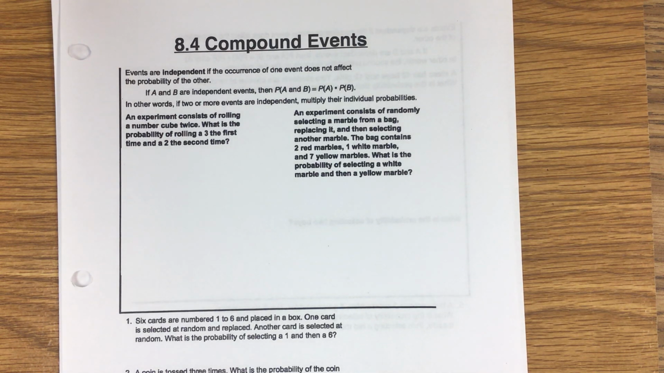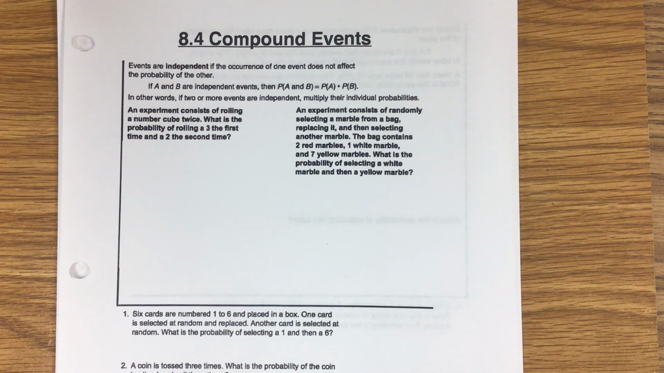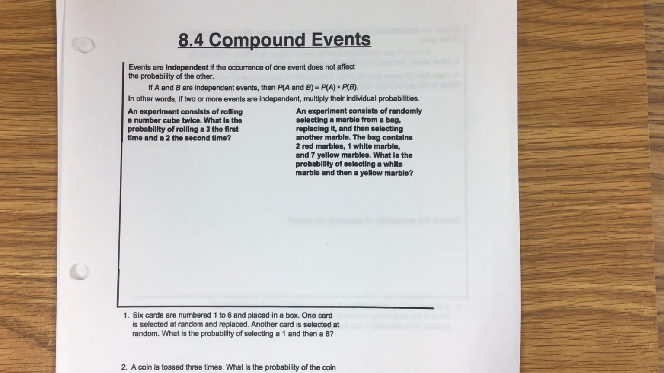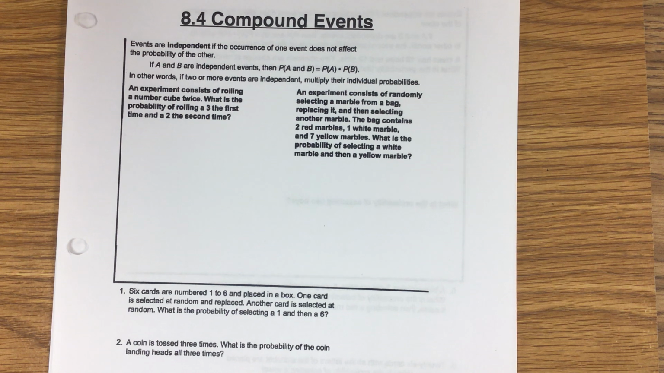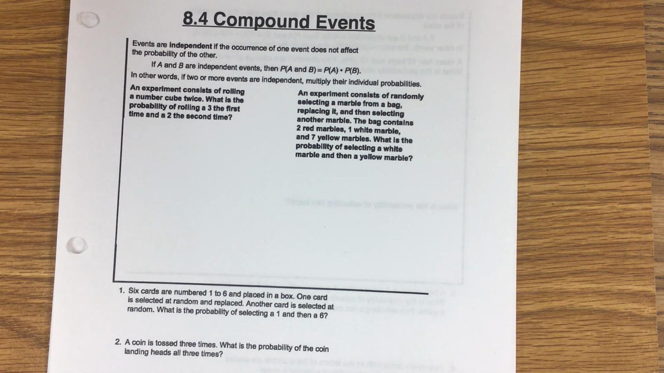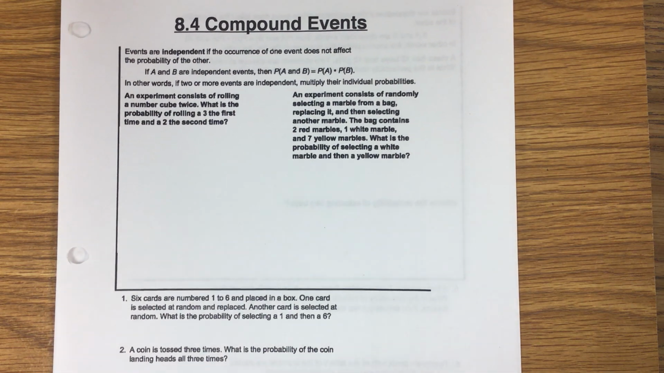Next topic with probability is called compound events. And we're going to talk about compound events being independent and being dependent. Compound events are independent if the occurrence of one event does not affect the probability of the other.